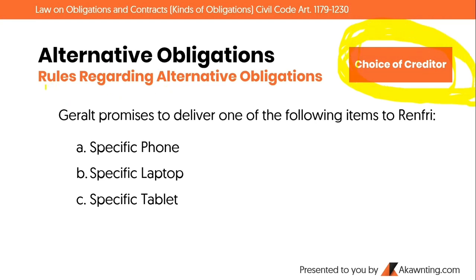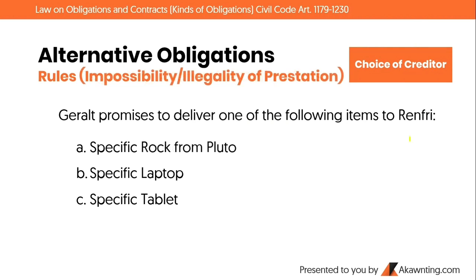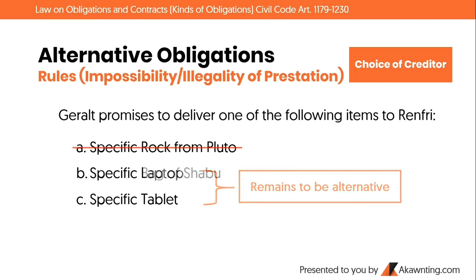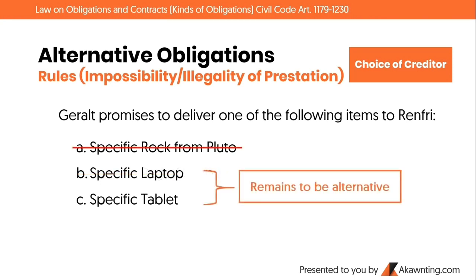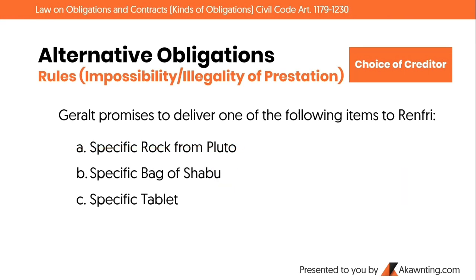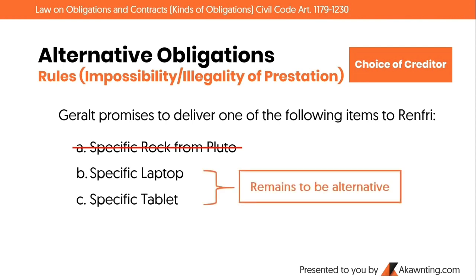Okay? So, ayan. Rules. Okay? Gerald promises to deliver one of the following items rent-free. Okay? So, ganun pa rin. Okay, wala tayong problema doon. Yung sa under impossibility or illegality, whether it is the choice of the creditor or the choice of the debtor, walang pagkakaiba. Kung mapapansin nyo kasi dito yung example natin kanina sa choice of the debtor, nawala yung isa kasi impossible, so remains to be alternative pero limited lang yung option between letter B and letter C. So si creditor pwede lang pumili between letter B and letter C.